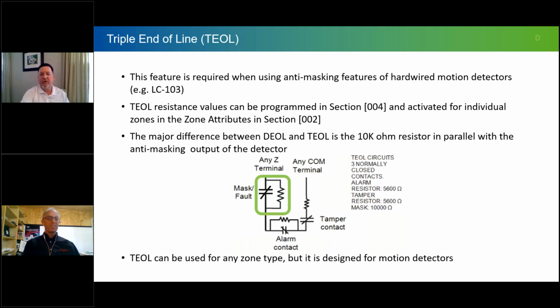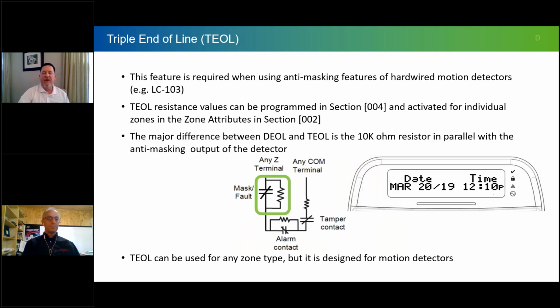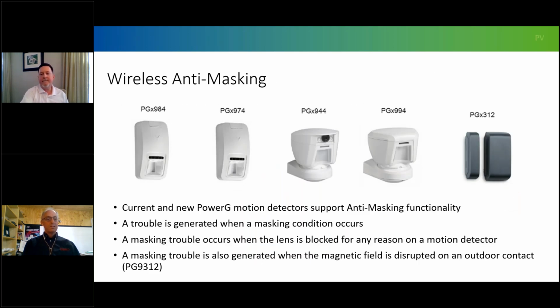However, we do have that fault or mask output on these devices that we would parallel a 10K resistor in this example across that. In the event that that anti-masking was disturbed, it would open up and cause a trouble on the control panel, at which point the customer could drill down by hitting the star to determine which device was in mask condition.